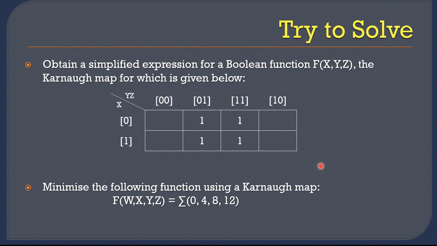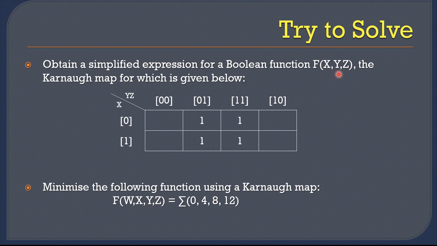Okay, now you can try out two questions given here. Obtain a simplified expression for the Boolean function XYZ, the K-map for which is given below. So here in this question you can notice that the K-map is already given with the marking, right? You can see that it has already been labeled. Here what you're going to do is you're going to identify, you don't have an octet anyway, you're going to find the chords or pairs and then finally write the expression. So this is the simplest form.